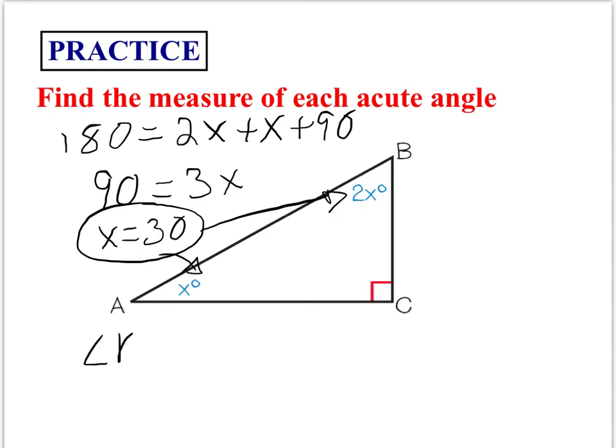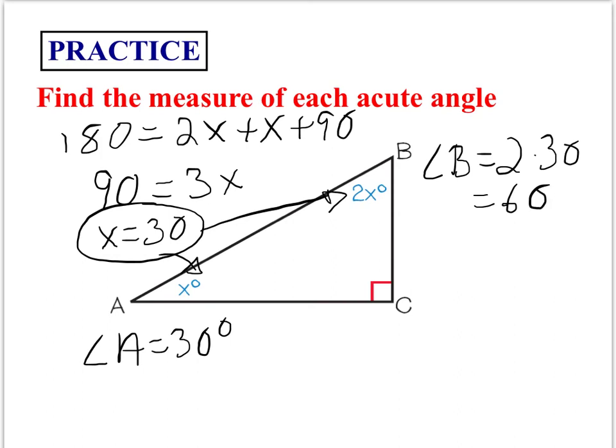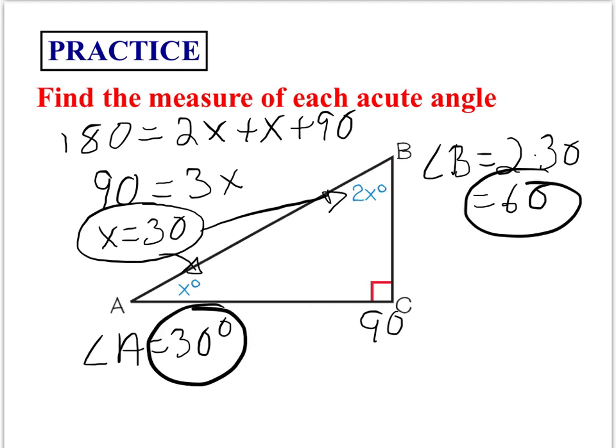So we know that angle A is going to equal 30 degrees. We know angle B is going to equal 2 times 30. It's 60. Now let's see if this keeps going with our theorem here. So we have 60 here, 30 here, 90 here. 180. Boom.